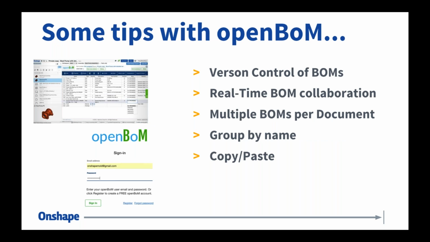But just real quickly, with regards to OpenBOM, version control of bill of materials. So if you're looking for version control of bill of materials or real-time collaboration on your BOM, multiple BOMs per document, if you need that kind of functionality, all of those things can be done by OpenBOM. Now, another thing I want to mention is you can group by name, which is an important function if you do a lot of heavy multi-part modeling. And you also have the ability to do simple copy and paste, those kinds of functions. So for modifying the bill of materials, it's very spreadsheet-like in that sense, right? It gives you that familiar workflow. So those are just some general tips for OpenBOM.